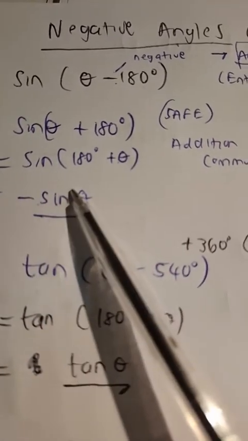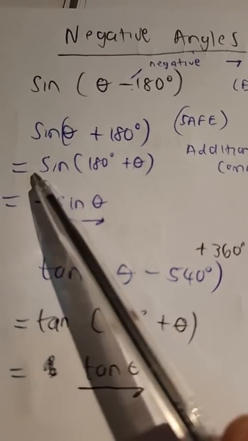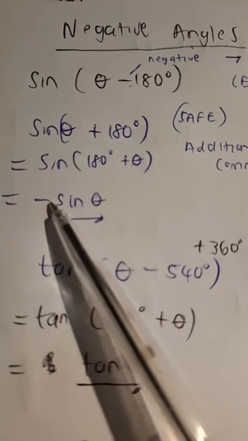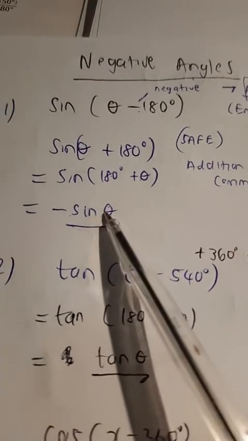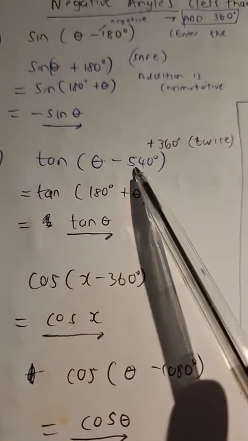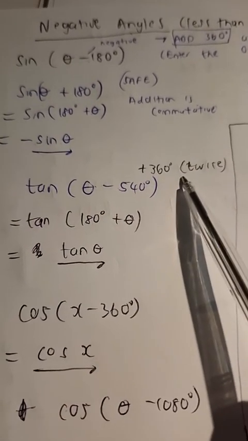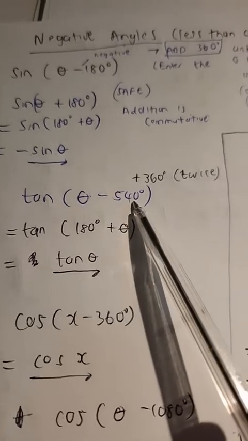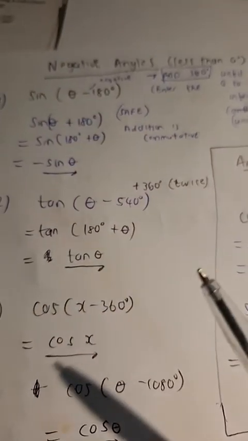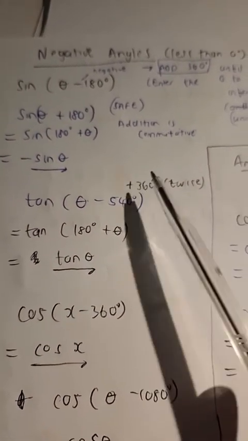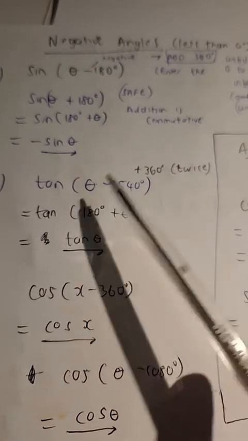Now you can reduce this. 180 plus is in which quadrant? Third quadrant. How is sine in that quadrant? It is negative. Then you write a negative sine of the acute angle. So what you are doing all the time with negative angles is you are adding 360 as many times as you can until you enter into the 0 to 360 interval. That is the objective. That is why we add 360, because we want to go back to the unit circle, which is from 0 to 360.